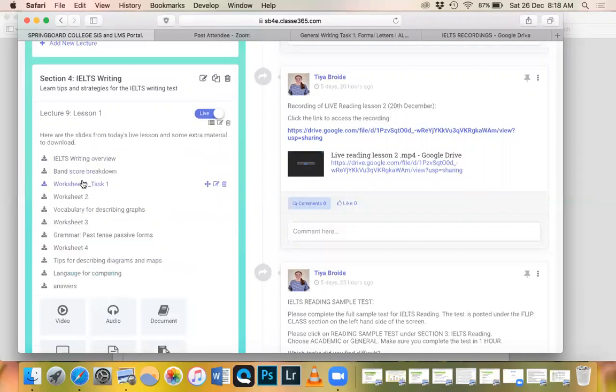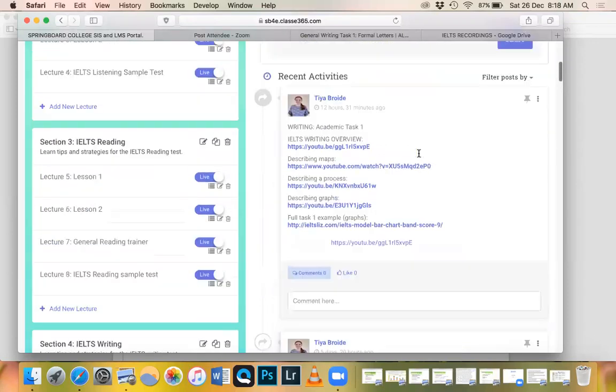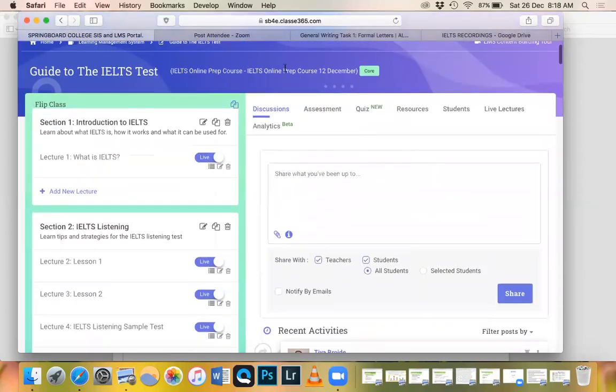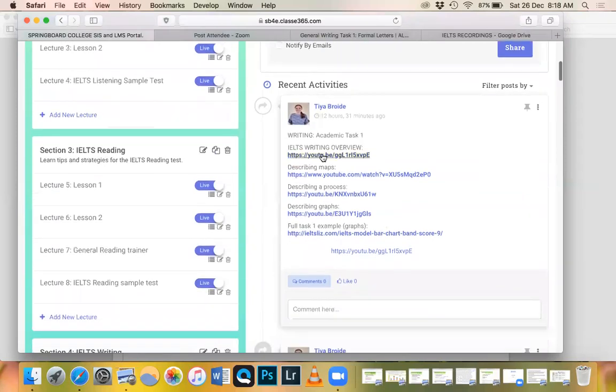Remember, I always post extra worksheets for you. There's a lot of vocabulary worksheets and a grammar worksheet. So after the lesson, you can go have a look here and download any extra things, read them at home. They're very helpful. Remember that there are always videos in the discussion stream as well. I posted 4 different videos about task 1 that you can watch for academic as well.